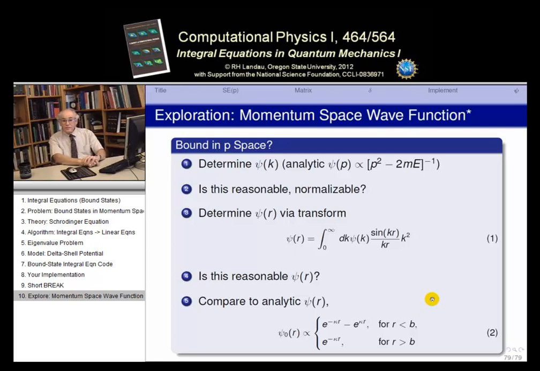So if we look at the textbook, you can see some sample wave functions, what they may look like, or from the code. See what you get. So go ahead, enjoy momentum space. We'll be back in a moment to talk about scattering in momentum space, but do the bound states first. Bye-bye.